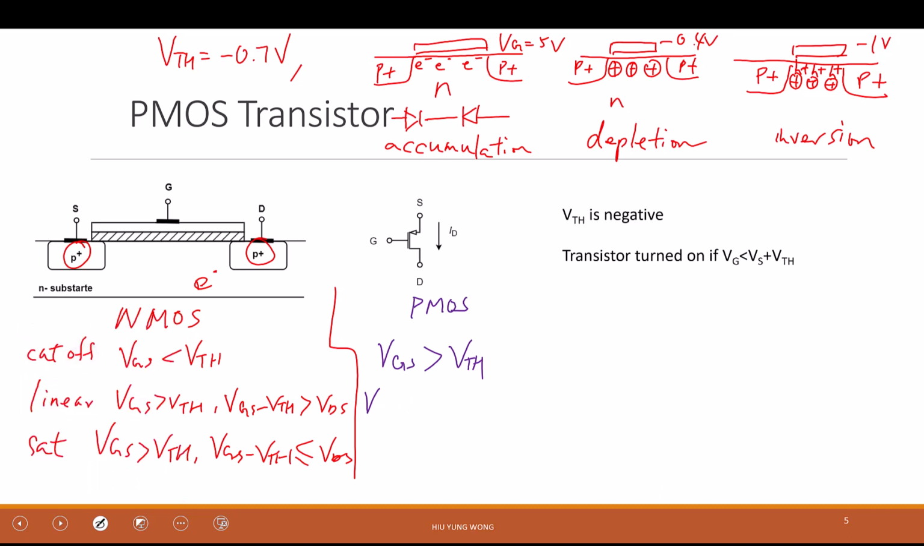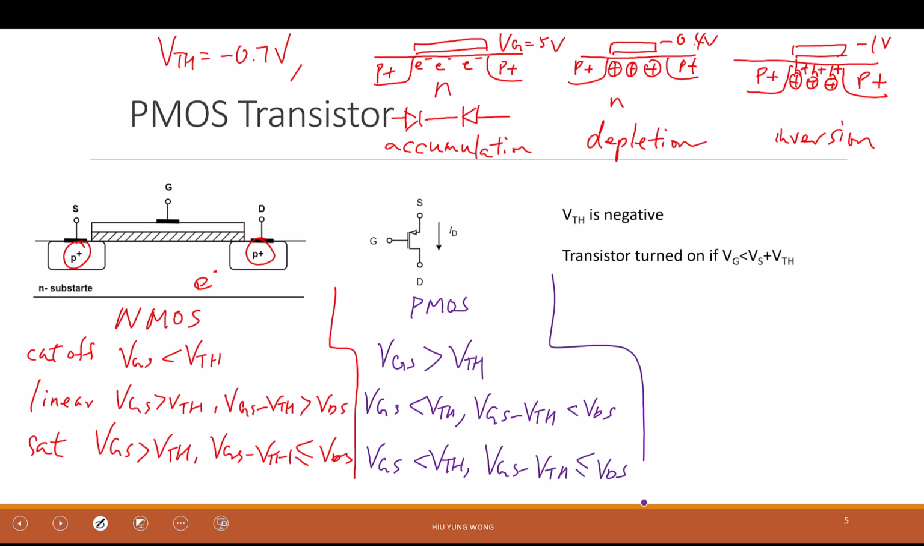Here I'm just showing you how I memorize it. You can have your own version, right? And then VGS minus VTH needs to be greater than VDS. For saturation, it's the same. VGS less than VTH, so to make it on. And then for VGS minus VTH, it needs to be less than VDS. Okay, that's how I memorize it. Oh, greater, sorry. Thank you.